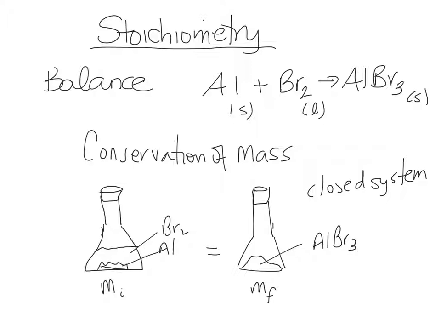So experimentally, we know that the masses are equal. There's no change. So then theoretically, we know we have to have the same number of each element. Therefore, we have the same mass of atoms. So how did you balance that? You put a 2. Now, it's going to be balanced.